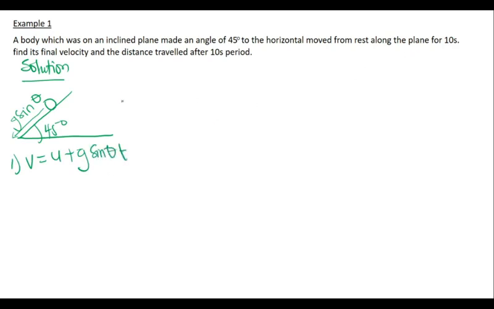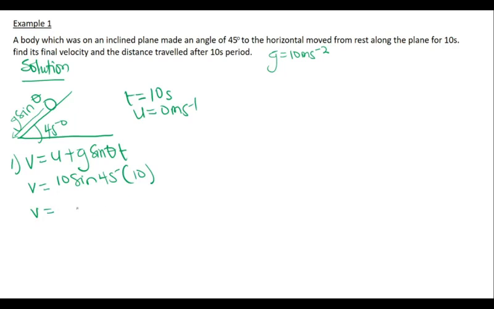Okay, so the time given to us in this question is 10 seconds. We just substitute that, but because this is a downward motion, our initial velocity is 0 meters per second. We need to take note of that as a fact. So we have v is equal to 0 plus, using gravity as 10 meters per second squared, 10 sine 45, and then t, the time, is also 10.